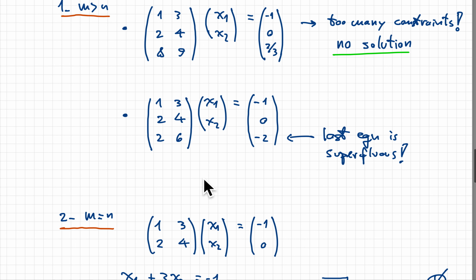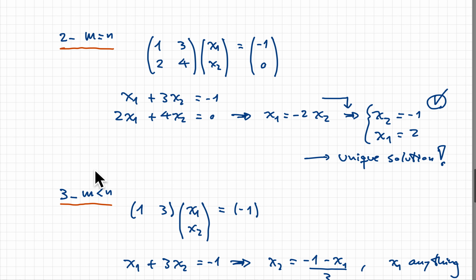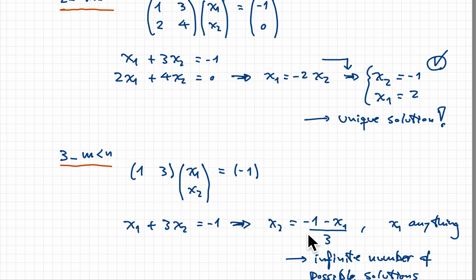Now if we have a situation where m is less than n, we have fewer equations than unknowns. Imagine that we take this system and remove the last equation entirely from the problem. Then we are left with [1, 3] times [x1, x2] equals -1. In terms of equations, that is 1x1 plus 3x2 equals -1. That's our one equation. You can solve for x2. All you want is x2 equals (-1 minus x1) divided by 3. And that's it. There's nothing left.